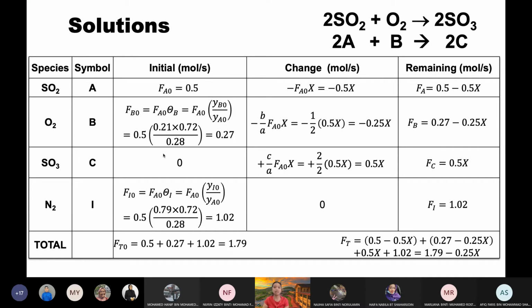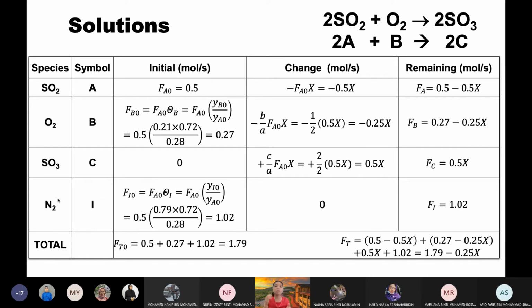C initial tak ada nilai. Change positive plus C per A FA0 X. So don't forget again, C per A dia akan menjadi 2 over 2 because stoichiometric coefficient for SO3 was 2. Stoichiometric coefficient for SO2 is also 2. So 2 divided by 2 multiply with 0.5x, you get 0.5x. So the FC, the remaining molar flow rate of C is 0.5x. Done. So now we go to the inert.